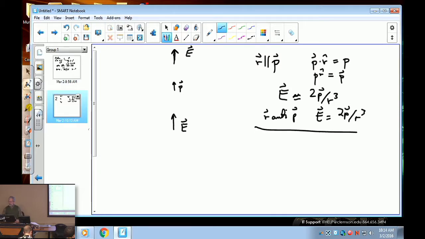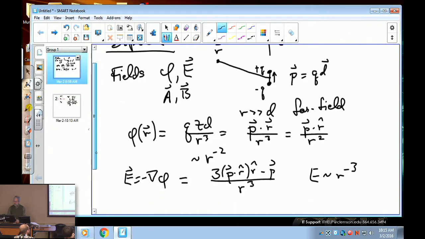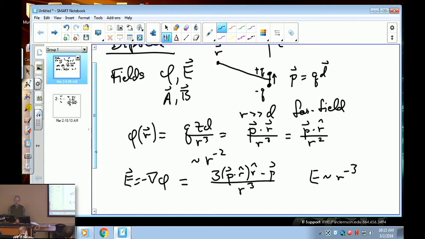If, on the other hand, you're in the plane of the equator of the dipole, if you imagine drawing a line here through the center of the dipole and coming out like that, that defines a plane here. It's perpendicular to the dipole. Anywhere in that plane, r is perpendicular to P, and then P dot r hat, of course, is 0. And so there, the electric field now is just that second term, which is negative P over r cubed.